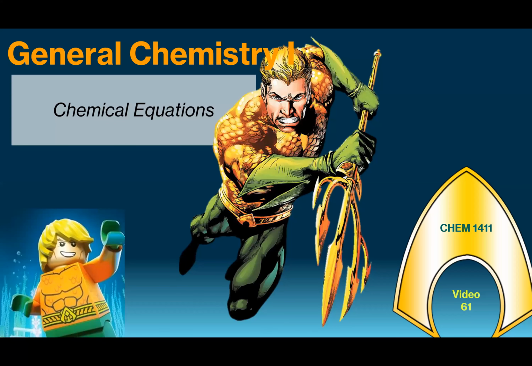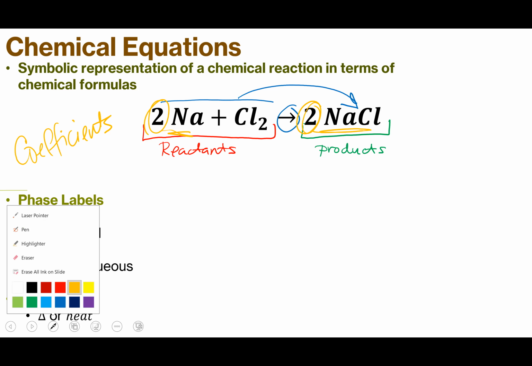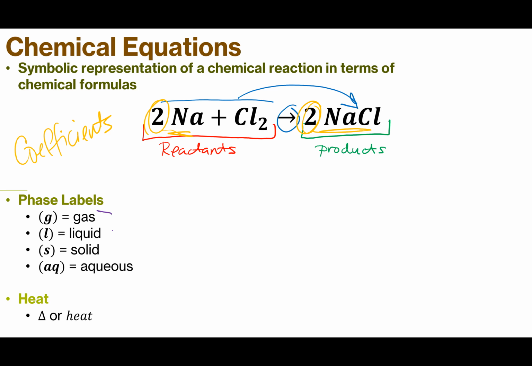Additionally, we will see other things marked in our equation, such as phase labels. Phase labels tell us what state of matter the things in the equation are. There are 4 of these we will see regularly: gas, liquid, solid, and aqueous. Solid, liquid, and gas make sense; we've talked about them before. Aqueous is something we've not talked about yet. This just means dissolved in water.